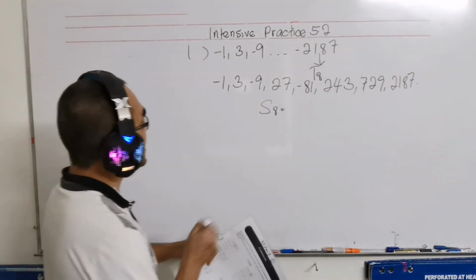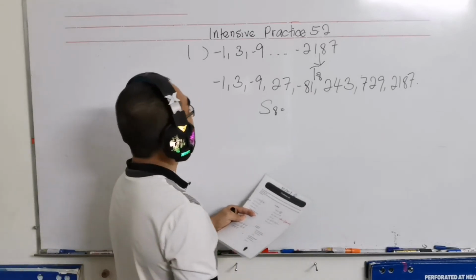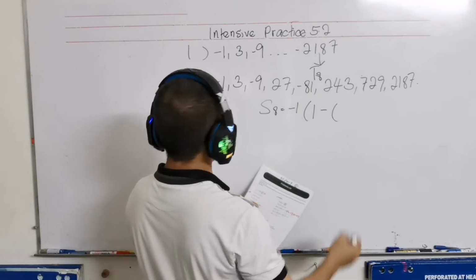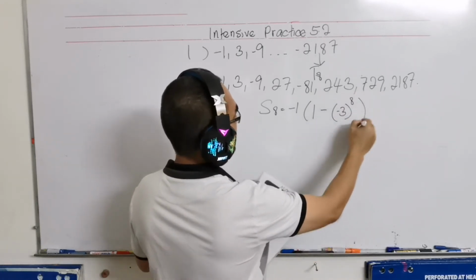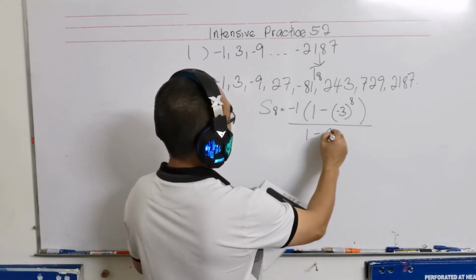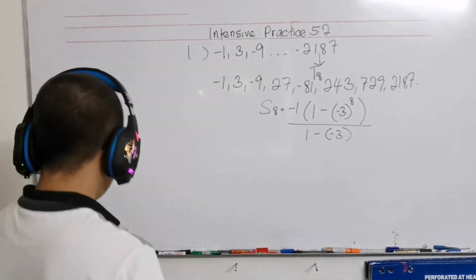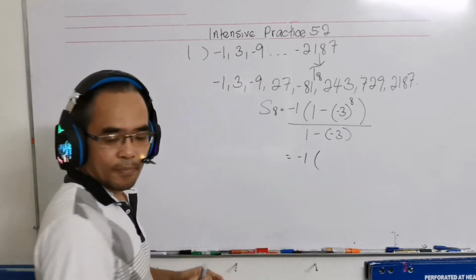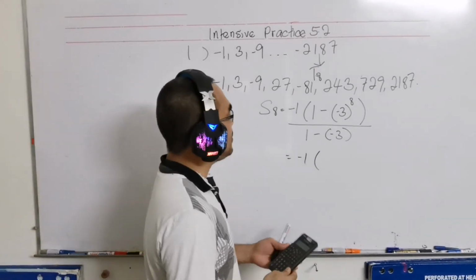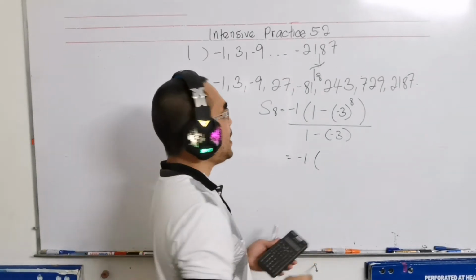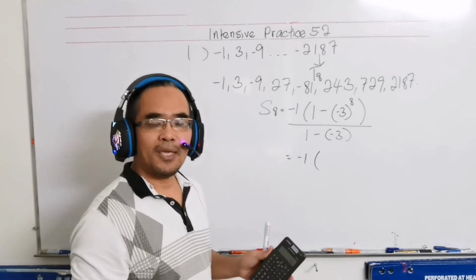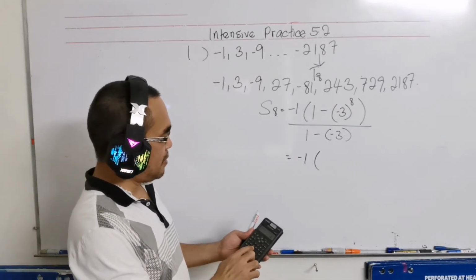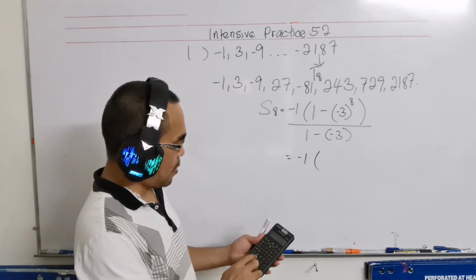So we need to know the sum of the first 8 terms. The formula will be a, what's a? Negative 1. And then 1 minus the value of r, which is negative 3 to the power of 8, over 1 minus r. You have to know in which order to calculate, because if you just press the calculator, you are not giving the calculator the correct info. So first you calculate inside the bracket, that is 1 minus a bracket of negative 3 to the power of 8.